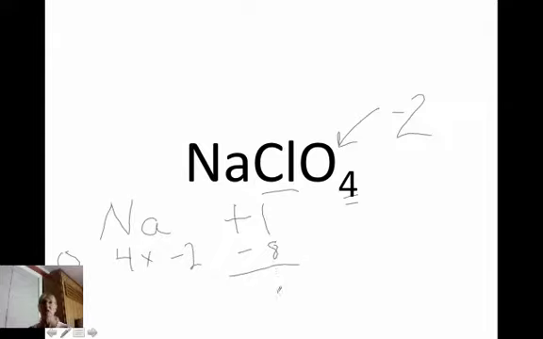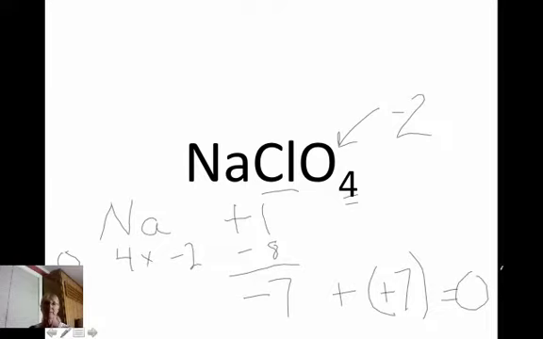And now I have to do kind of an interim total. So far, +1 added to a -8 is -7. The sum of the oxidation numbers must equal 0. There's only one chlorine, so it has to have an oxidation number of +7, because that's the only way a -7 added to a +7 can equal 0 on a neutral compound.